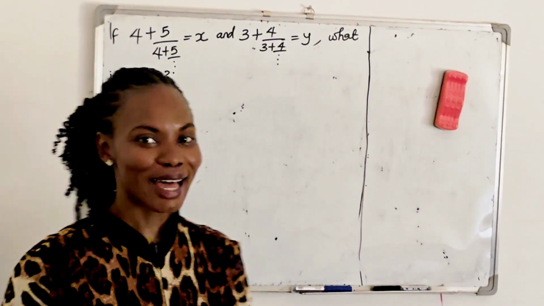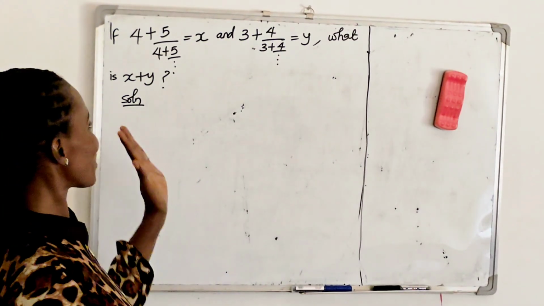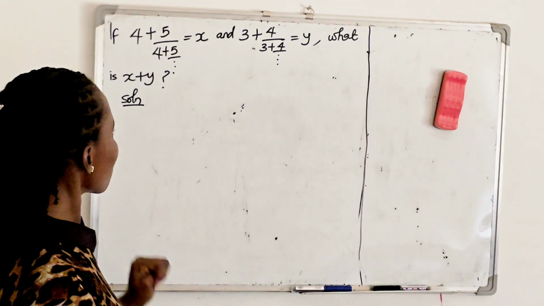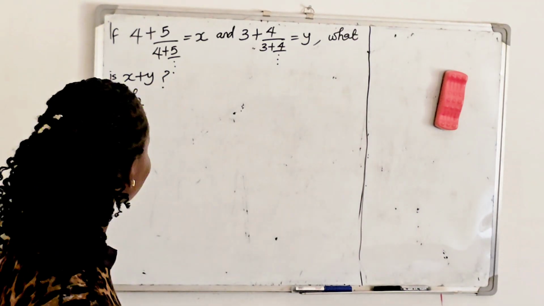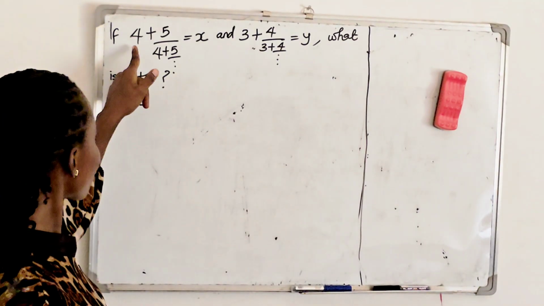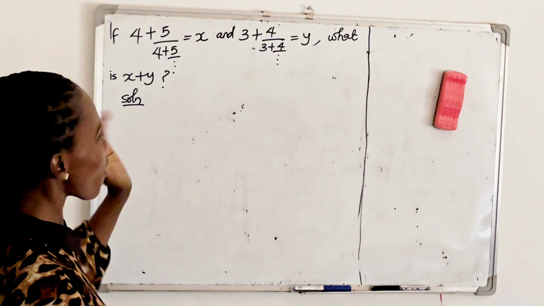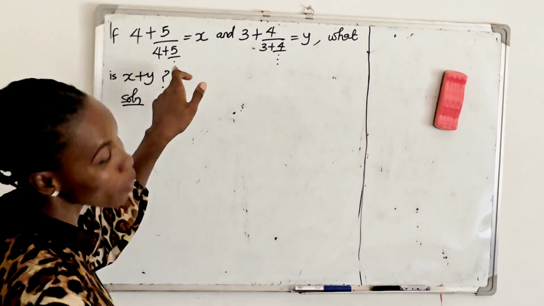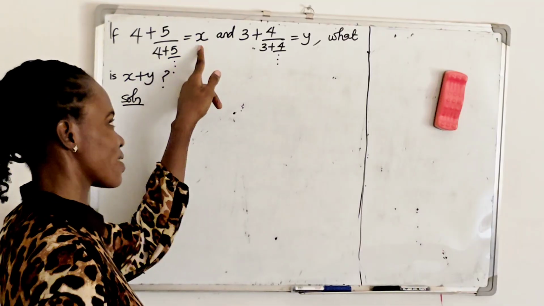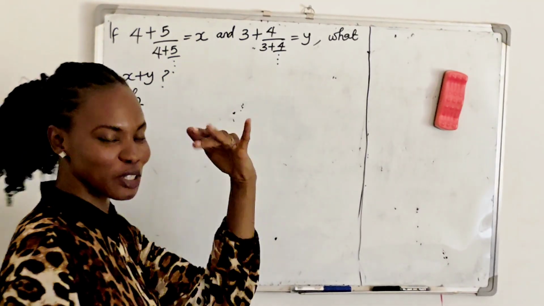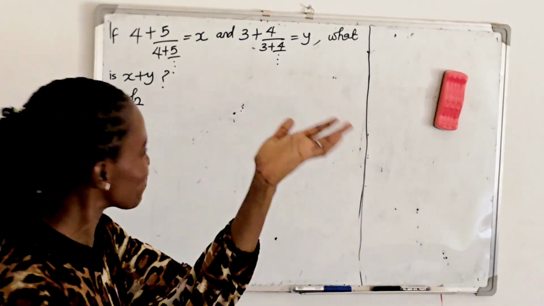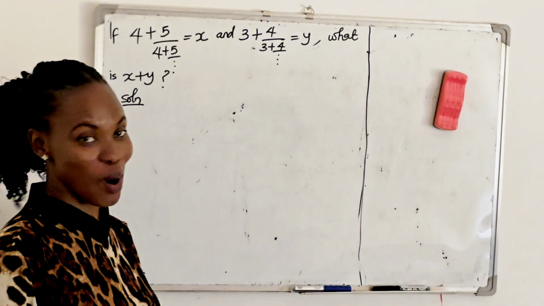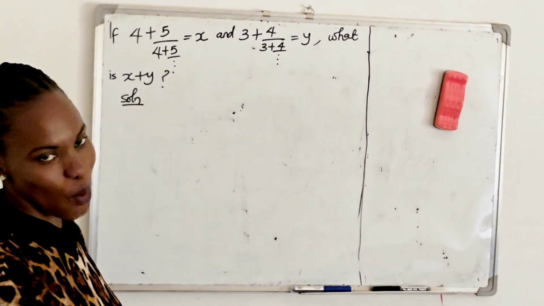Hello, welcome to class. In this video, we'll be looking at this infinite continued fraction. If 4 plus 5 over 4 plus 5 over 4 plus 5 over 4 plus 5, and so on, continues, is equal to x, and 3 plus 4 over 3 plus 4 over 3 plus 4 over, and so on, is equal to y, what is x plus y?